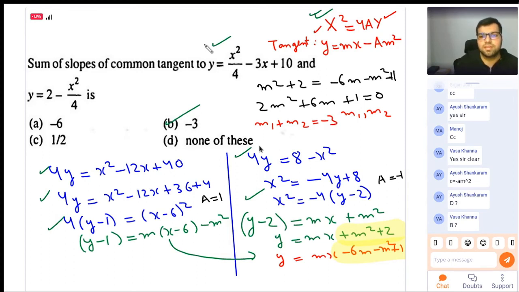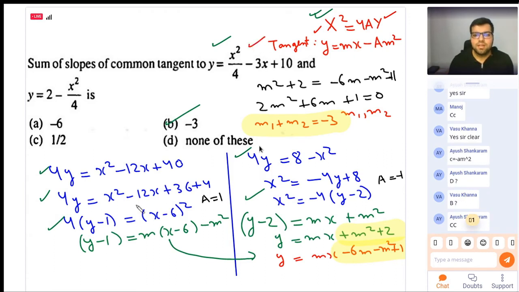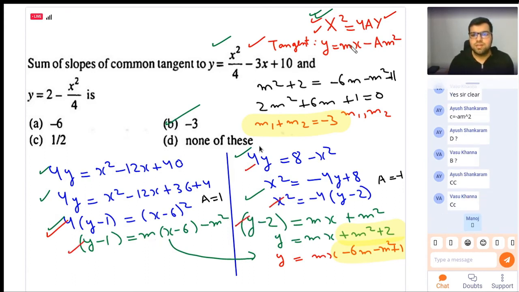Okay. So standard question, there should be no confusion in these questions. Clear? Just write CC, everyone, if it is clear. What I did was, for the first parabola, I put it in standard form, x square equal to 4ay. For the second parabola, I put it in standard form. I wrote down the equation of the tangent using this, y equals mx minus am square. Here it was already y equals mx, it was also y equals mx.